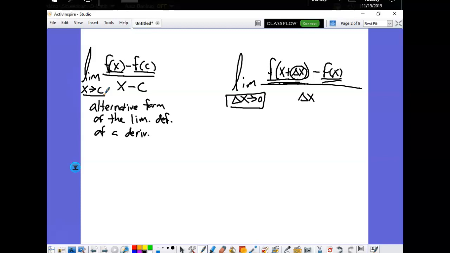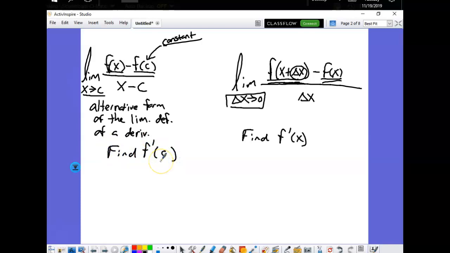Okay, so now one difference is that this c represents a constant value. It's not changing. And so a lot of times you're using this one if you want to find the derivative at a specific value. So yesterday's questions went like this: they said find f prime of x using the limit definition. Today's questions are going to look like this: they're going to say find f prime of some number. So we're going to be finding the actual slope at a specific point.